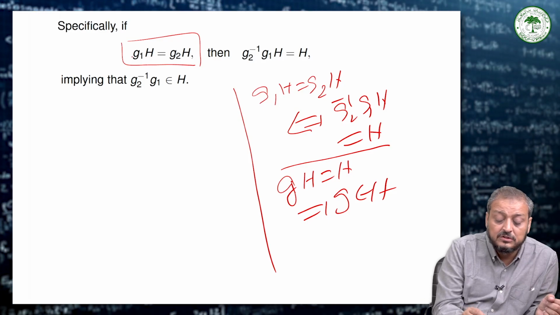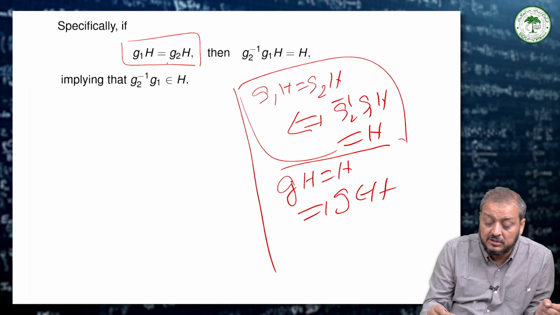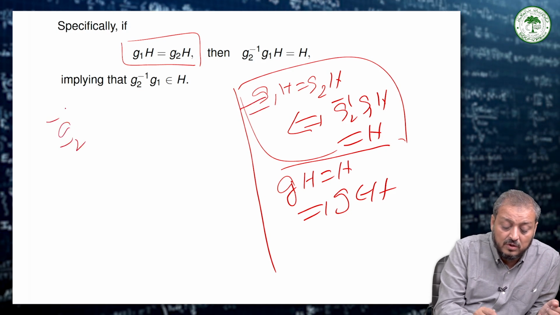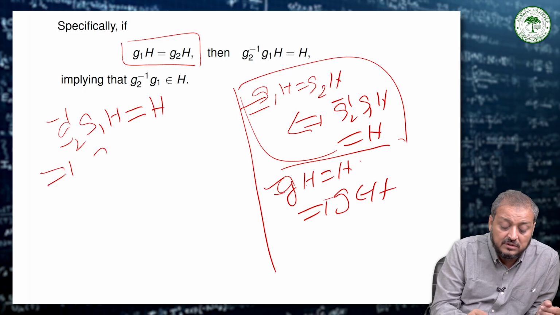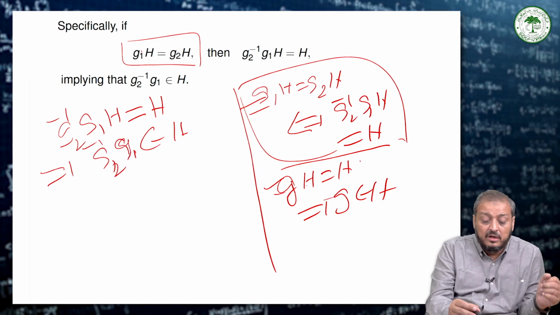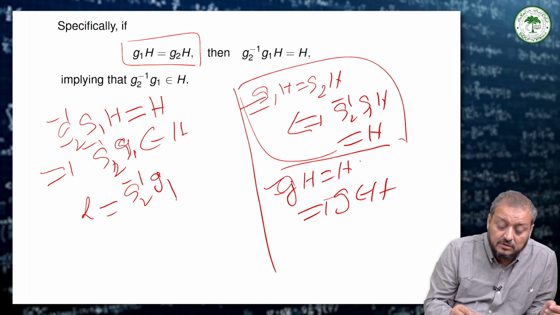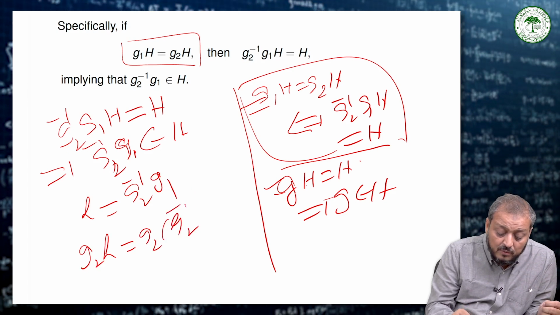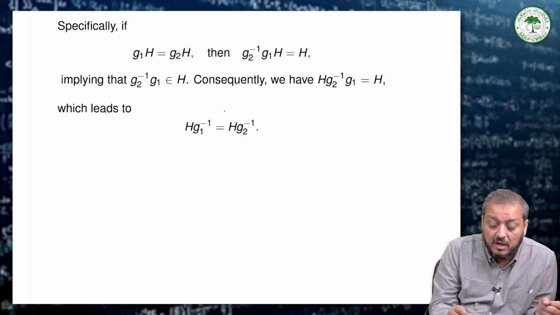Now because we take g1H equal to g2H, by that theorem we can say that g2 inverse g1H is equal to H. So first using this result, g2 inverse g1H is the same as H, and now using the theorem that gH equal to H implies g is in H, this implies that g2 inverse g1 is an element of H. And now if g2 inverse g1 is an element of H, then we can write this in the form of g2 inverse and g1, and in a similar way we write the other one.